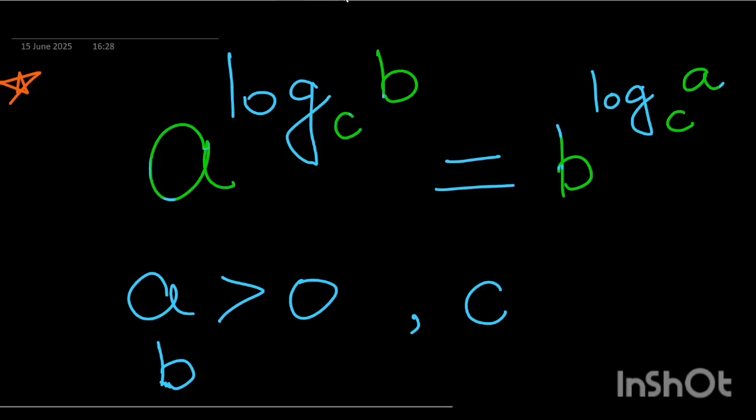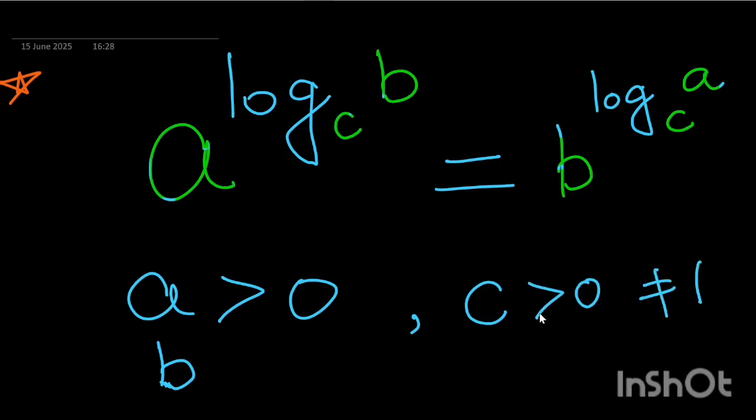So as you can see here, a is positive clearly. C is also positive, but not equal to 1. And b is also positive, because since c is in the base, we cannot put c as 1. So that way it is defined. The constraints on a, b, c are like that. a is positive and b as well. c positive but not equal to 1.